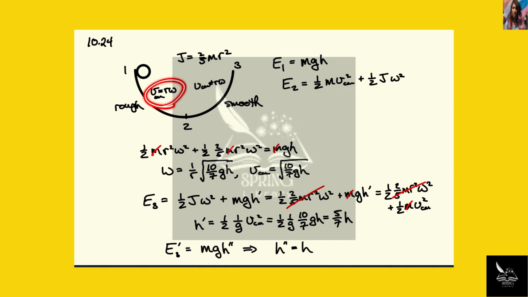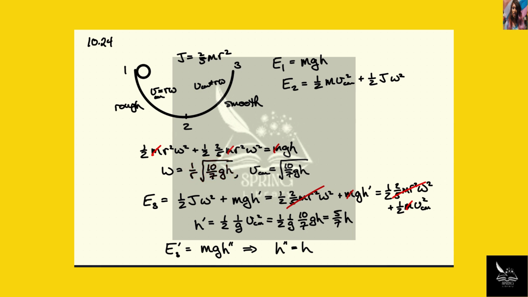Now, because we know that it's rolling without slipping, we can substitute v equals r omega into here, and setting these two things equal and canceling out m, we get an equation that we can then use to solve for omega. So that means we can find what the angular velocity is here. If we know the angular velocity, then we know the translational velocity too. So solving for omega, we get 1 over r times the square root of 10/7 gh.